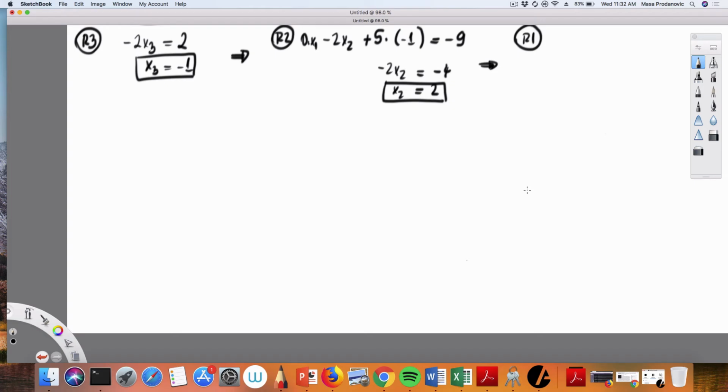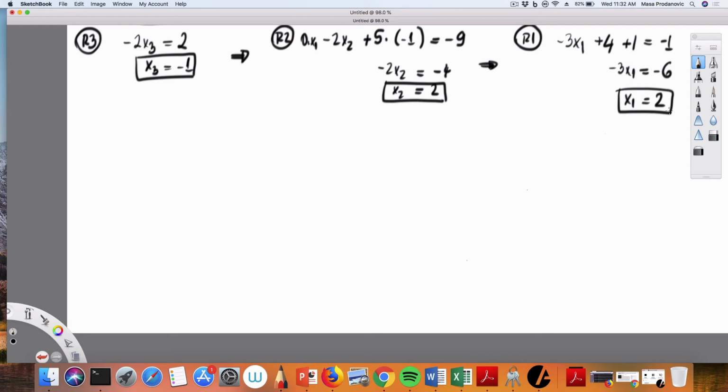All right. So we had minus 3x1 plus 2x2. So my x2 is 2, so 2 times x2 is 4. And minus 1 times minus 1, so that's plus 1, is equal to negative 1. So that is minus 3x1 is equal to minus 6. So x1 is also 2. That is our solution. How do I verify that that's indeed a solution? Plug them into the original equations.